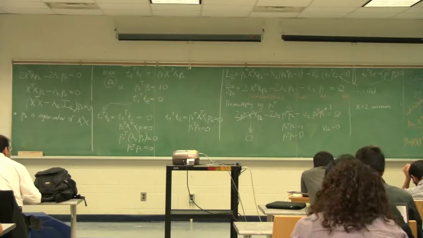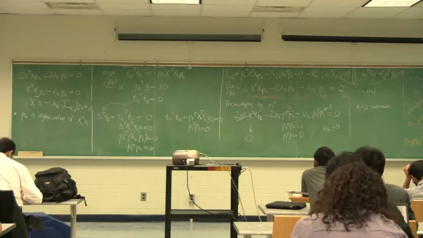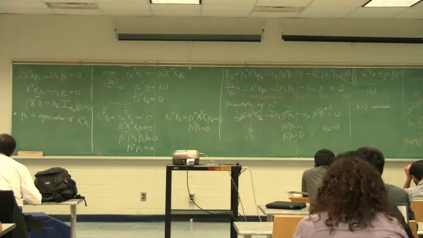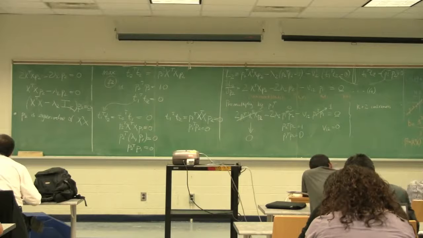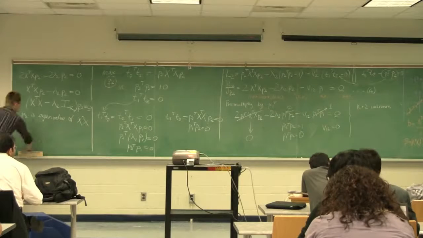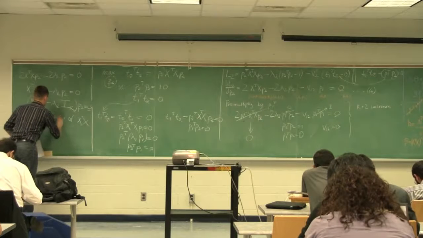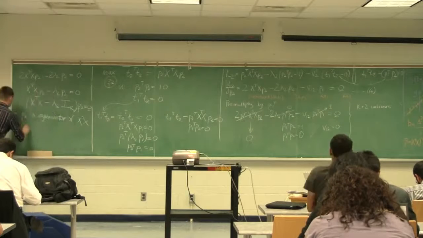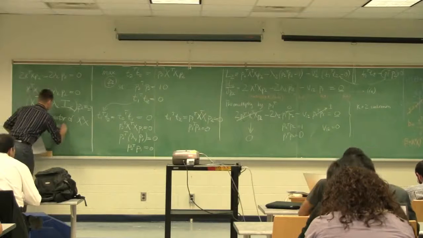So that's why you can just go to MATLAB and say eig of X transpose X, and all the eigenvectors you get are the P1, P2, P3, P4 eigenvectors. P2 is an eigenvector, sorry. Great. Lambda 2 is the corresponding eigenvalue.